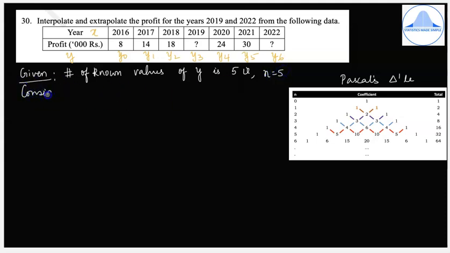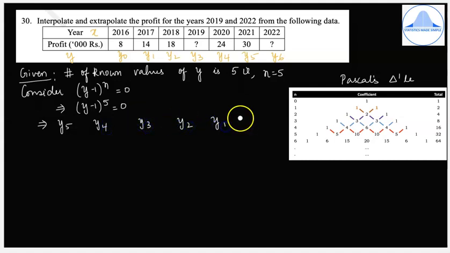Now write the formula. Consider y minus 1 to the power n is equal to 0, which implies y minus 1 to the power 5 is equal to 0. Then expand this. First write y5, then y4, y3, y2, y1, y0 and equate it to 0. y5 will have the plus sign, then minus, plus, minus, plus, minus. It will alternate. Then you see the Pascal's triangle. For n equal to 5, the coefficients are 1, 5, 10, 10, 5 and 1.